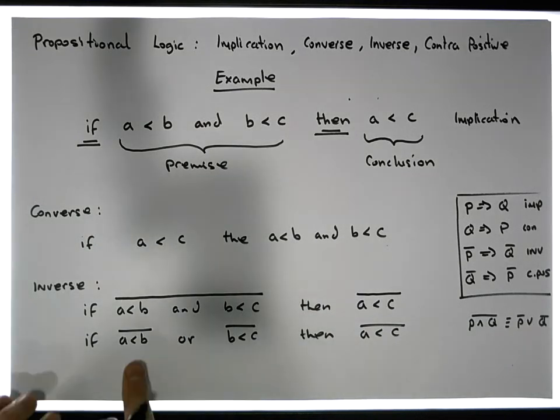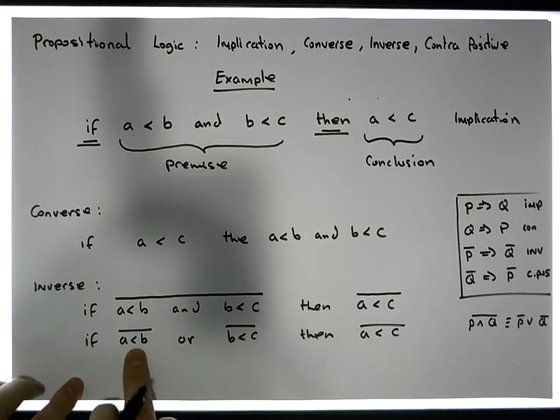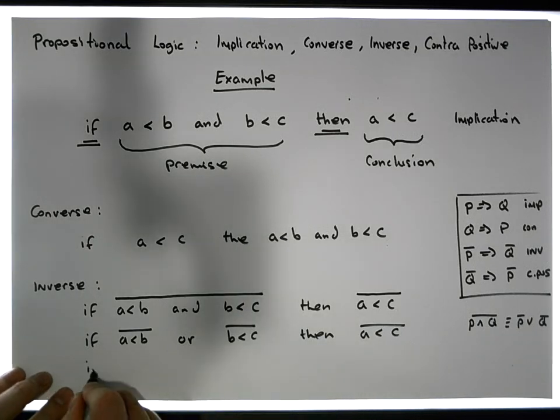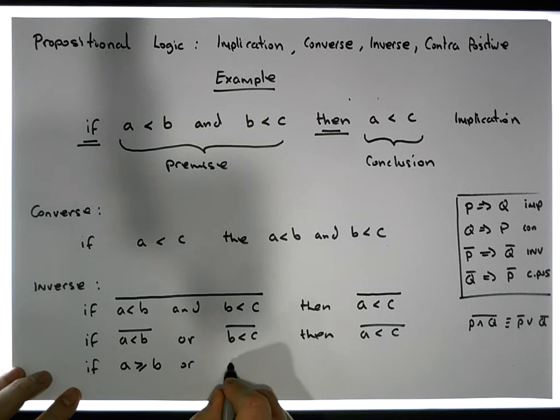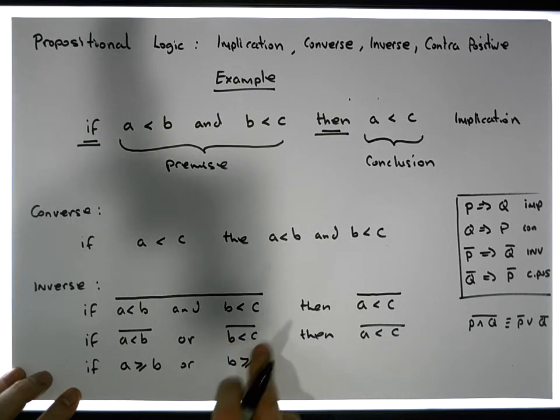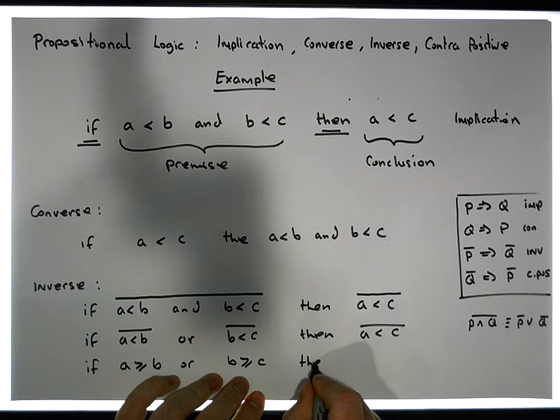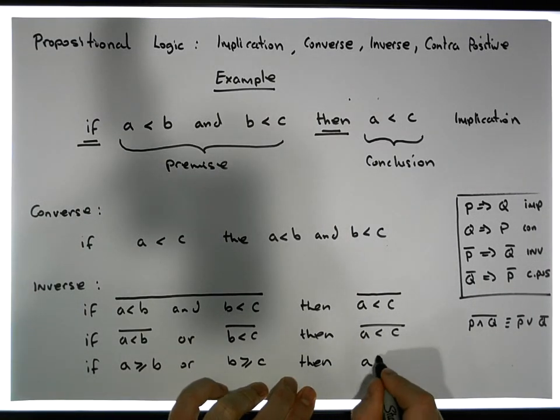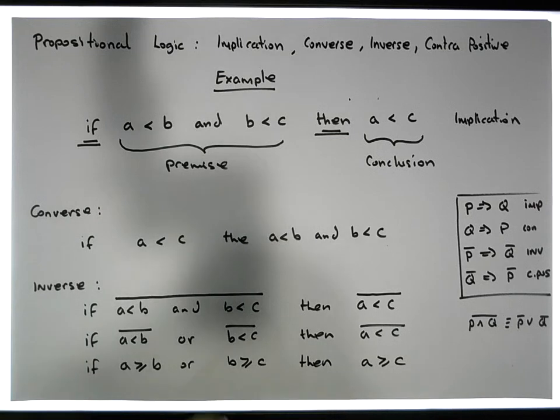Okay? Now, what does it mean? If A is not less than B, what does that mean? Well, then that means that A must be greater than or equal to B. So what we have is, if A is greater than or equal to B, or if B is greater than or equal to C, because that's what it means for not B less than C, well then we must have, in this case, A is greater than or equal to C. Okay? And this here now is known as the inverse argument.